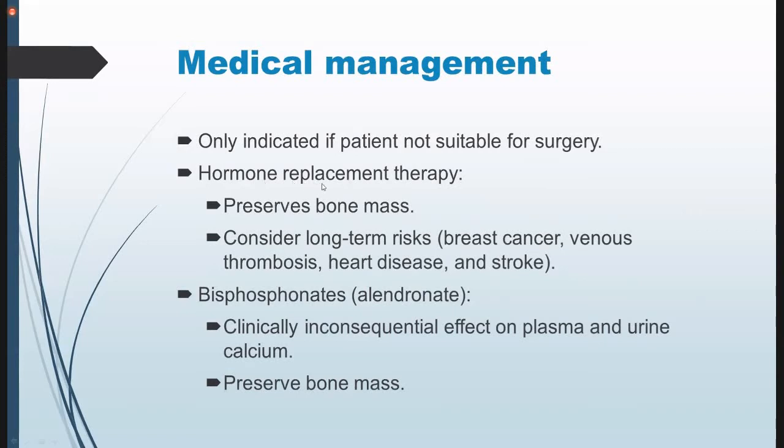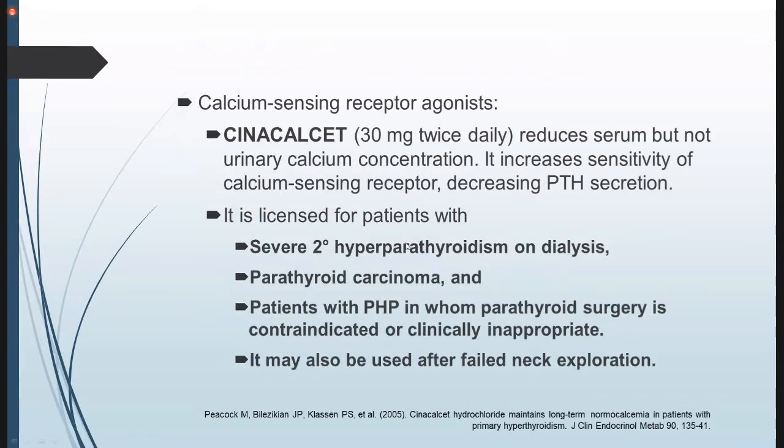Coming to the medical management, it is only indicated if the patient is not suitable for surgery. You have to give hormone replacement therapy if a patient is postmenopausal, and it can help in preserving bone mass. You have to consider the long-term risks and contraindications of hormone replacement therapy before starting it. You can start the patient on a bisphosphonate. It can also be helpful in preserving bone mass, but the plasma and urinary calcium will not be really affected. Then finally, the important targeted treatment is a calcium sensing receptor agonist, that is cinacalcet. This is given in a dose of 30 milligrams twice daily. It reduces serum calcium, but not urinary calcium concentration.